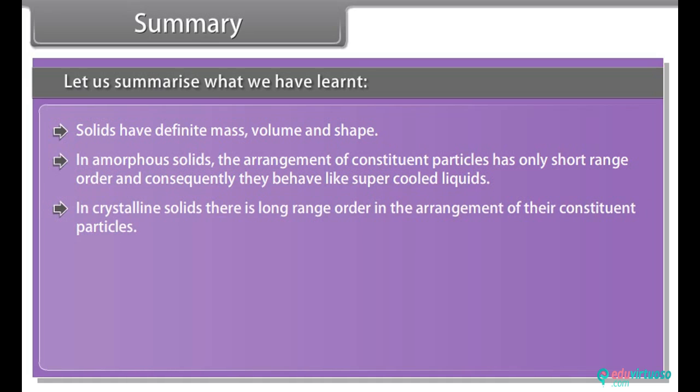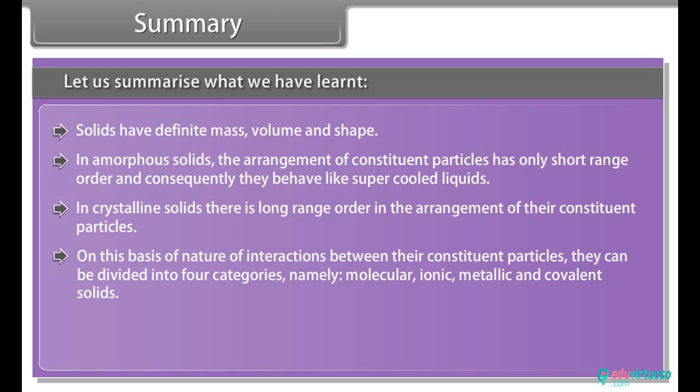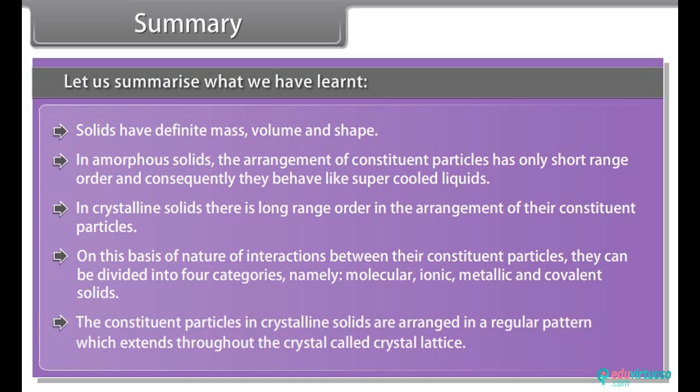In crystalline solids, there is long range order in the arrangement of their constituent particles. On the basis of the nature of interactions between their constituent particles, they can be divided into 4 categories, namely molecular, ionic, metallic, and covalent solids. The constituent particles in crystalline solids are arranged in a regular pattern which extends throughout the crystal, called crystal lattice.